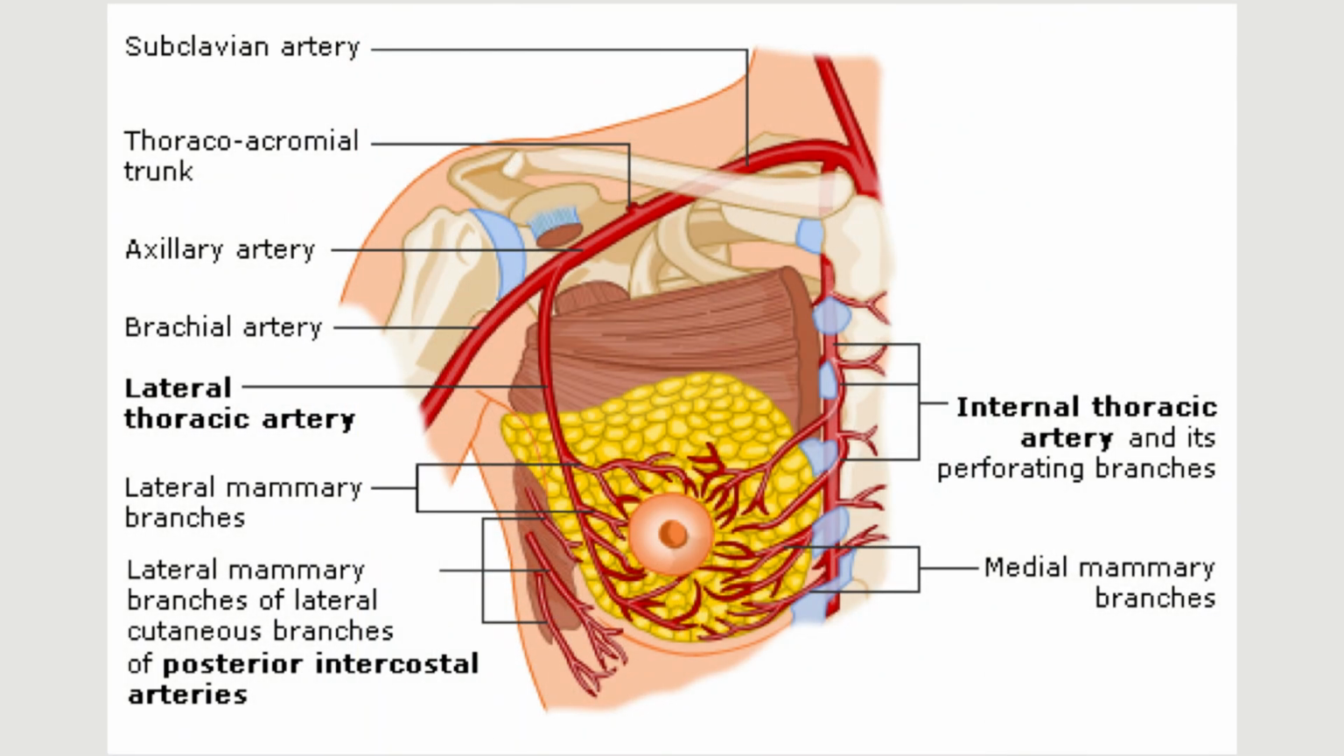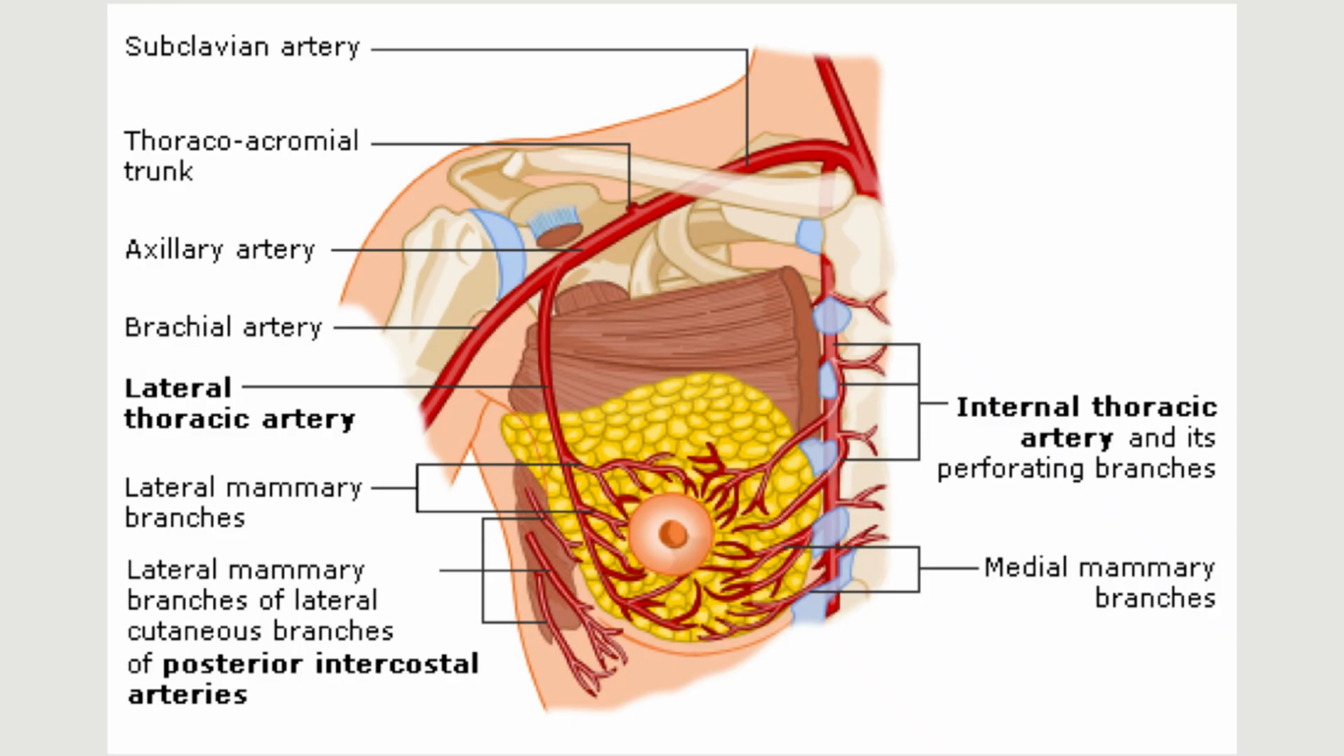The major arterial supply to the mammary gland is via three arteries: the internal thoracic artery, the lateral thoracic artery, and the posterior intercostal arteries. The internal thoracic artery is the major artery that branches from the subclavian artery and descends along the inside of the anterior chest wall. It supplies the mammary gland through the perforating branches, which pierce the second, third, and fourth intercostal spaces.